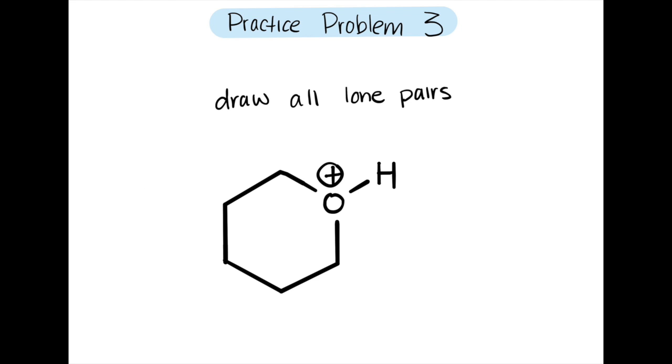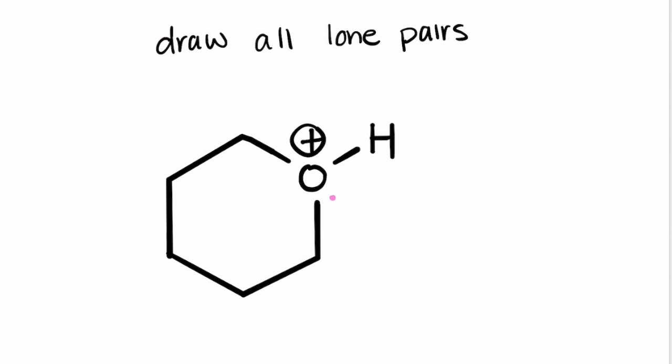Here we have a practice problem asking us to draw all of the lone pairs in the following structure. The oxygen atom has a positive formal charge and 3 bonds. It is preferable to recognize the pattern that a positive charge and 3 bonds means that the oxygen atom has just 1 lone pair.